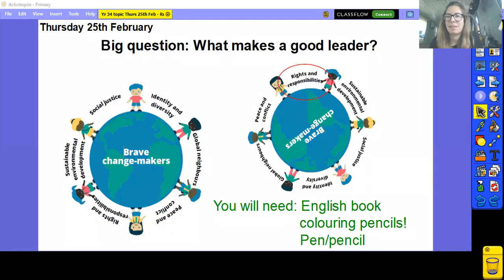and we are continuing with our learning about what makes a good leader. So again, we're really focusing on this rights and responsibilities aspect of our theme this term.